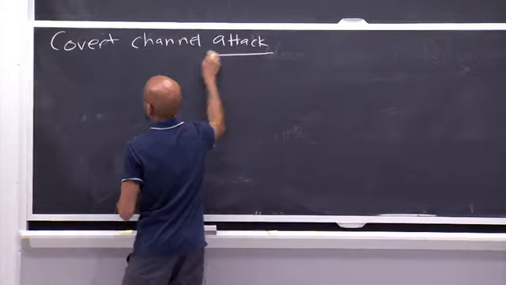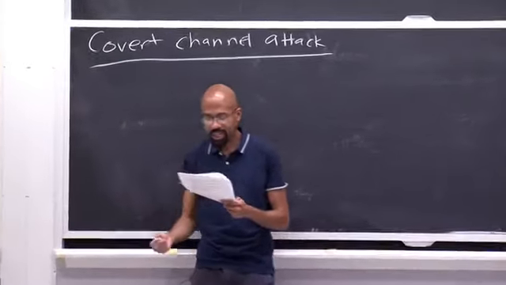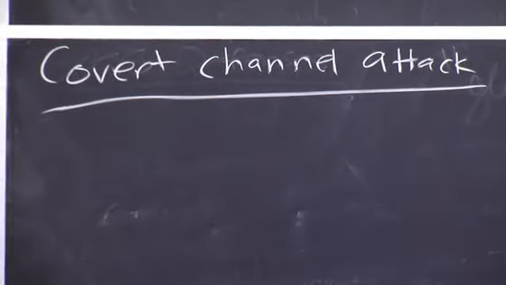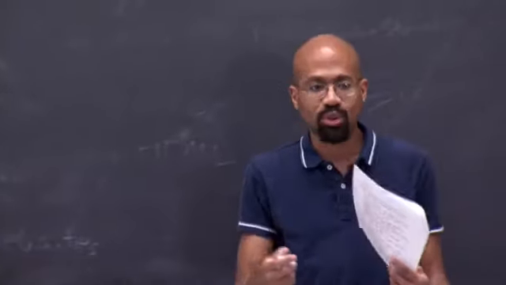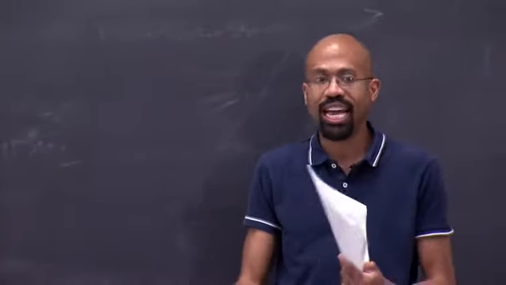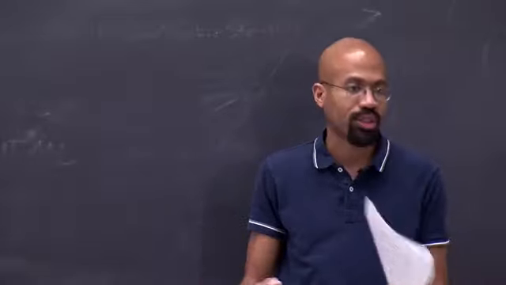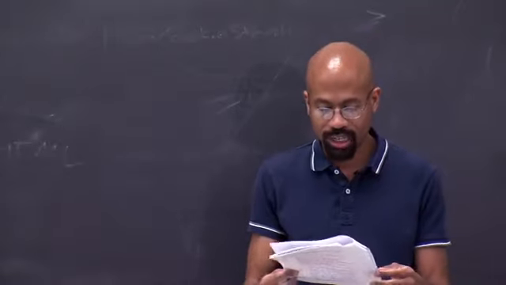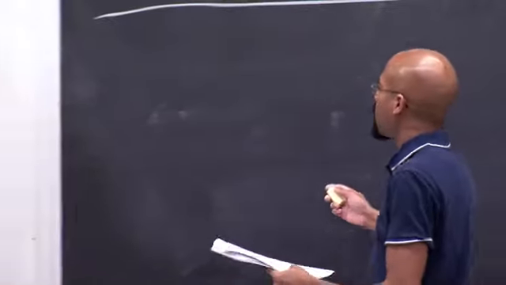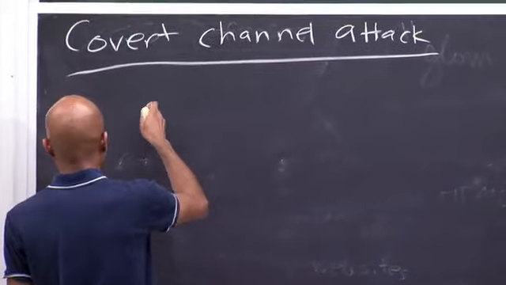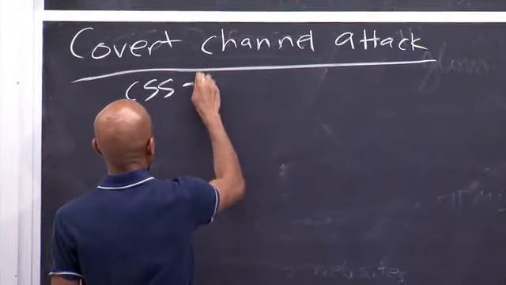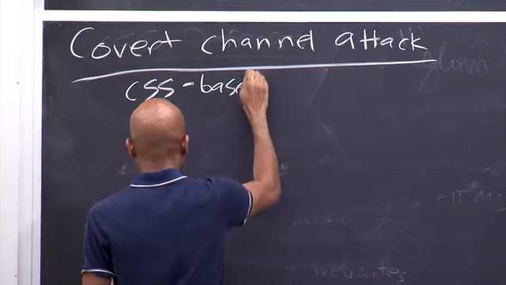And so the idea behind a covert channel attack is that essentially the attacker has found some way for two applications to exchange information, and that exchange vector is not an officially sanctioned vector. The attacker is somehow leveraging some other part of the system to pass bits of information between two different entities. So a good example of this is something called CSS-based sniffing attacks.